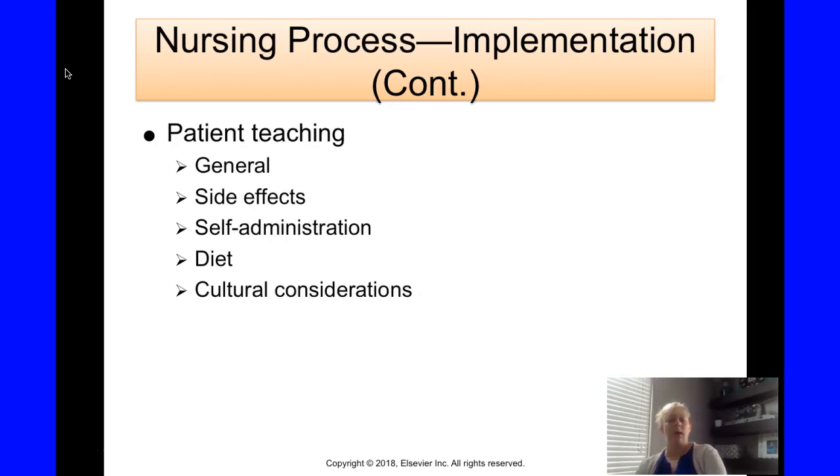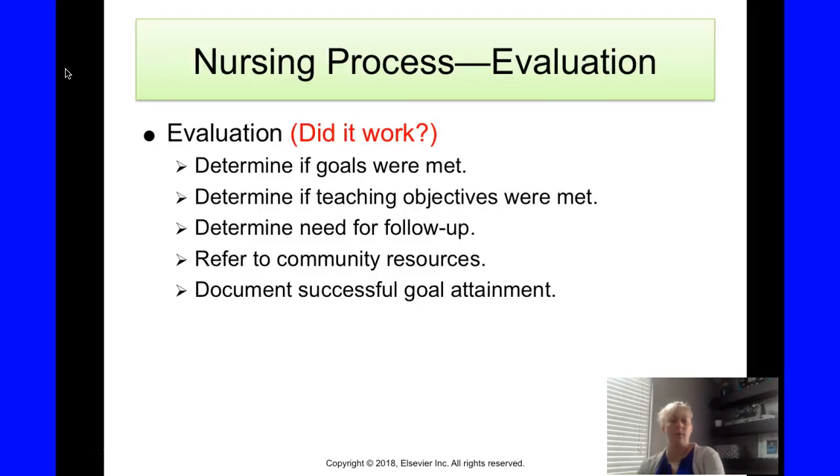All right, so patient teaching: general, side effects, self-administration, diet, and culture. So these are all the things that you're going to take into account. Any side effects of anything. Are they going to give their own medication? What's their diet going to be? What kind of cultural issues or barriers would they have?